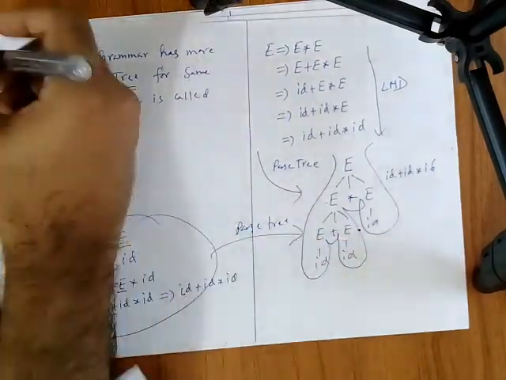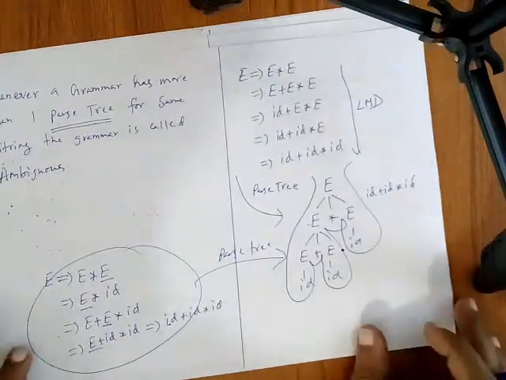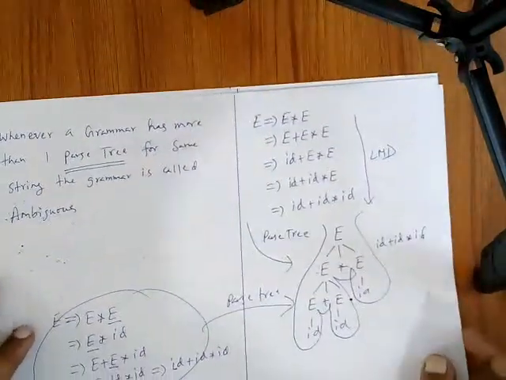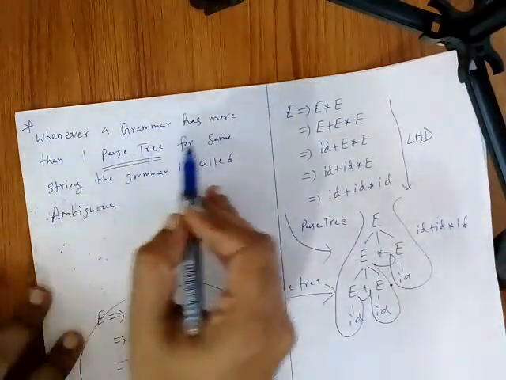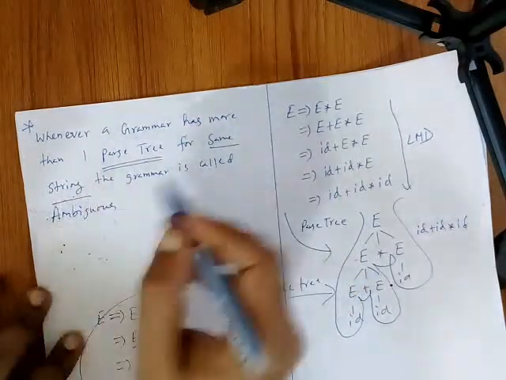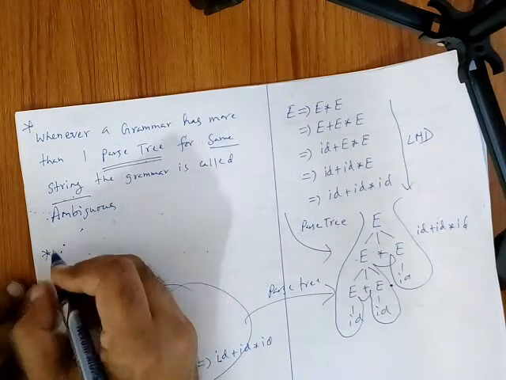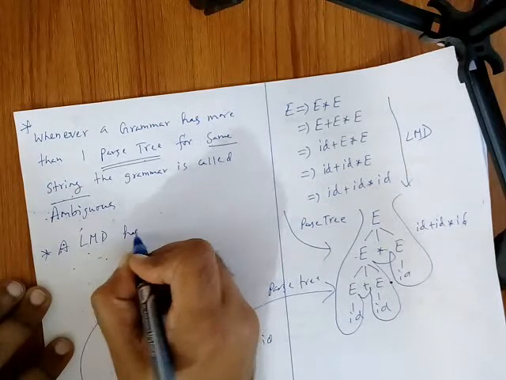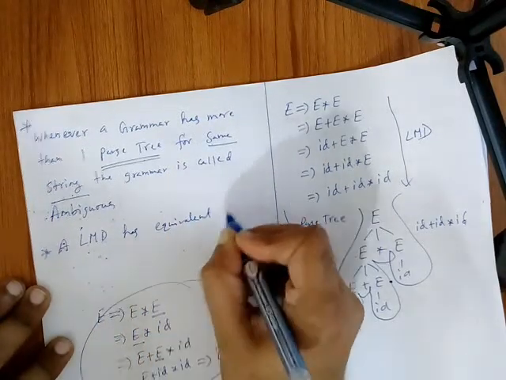So this is the first point. Whenever a grammar has more than one parse tree for the same string, the grammar is called ambiguous. Our second point is that an LMD has an equivalent RMD. We proved it here.